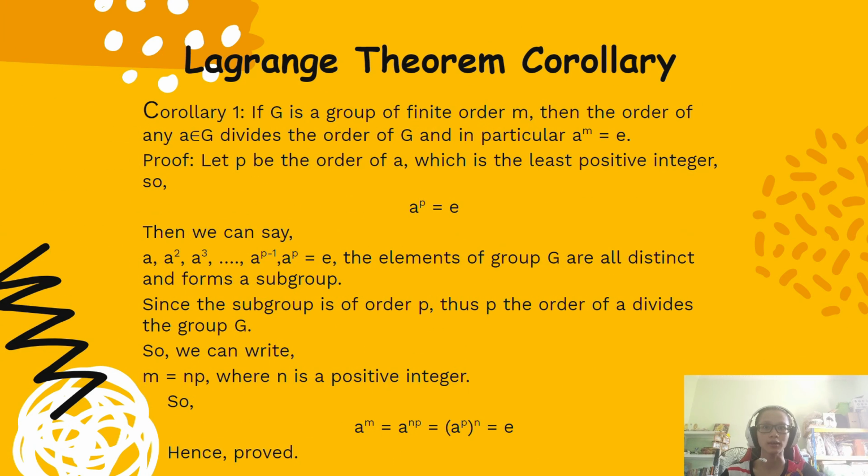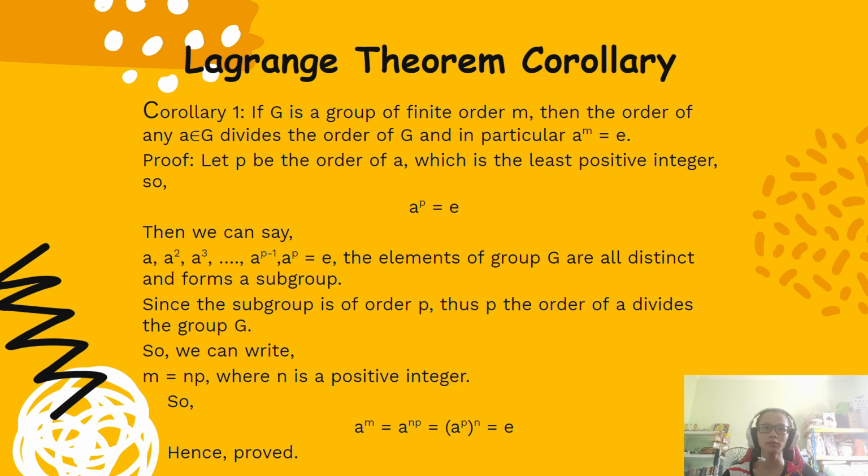Lagrange theorem corollary. First corollary: if G is a group of finite order m, then the order of any a element of G divides the order of G, and in particular, a to the power of m equal to e, the identity. Let me prove. Let p be the order of a, which is the least positive integer, so a to the power of p equal to identity. Then we can say a power of 2, a power of 3, up to a power of p minus 1, and a power of p equal to identity.